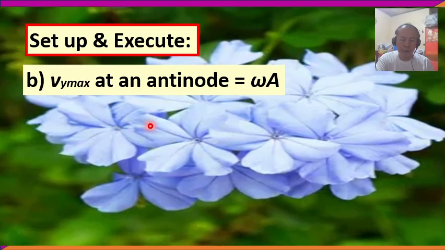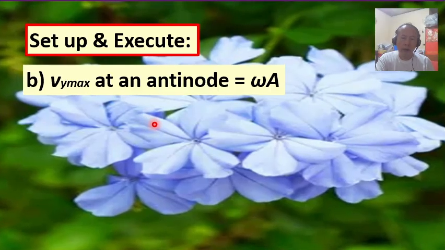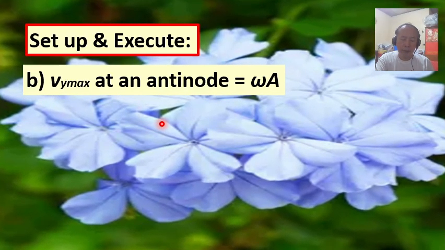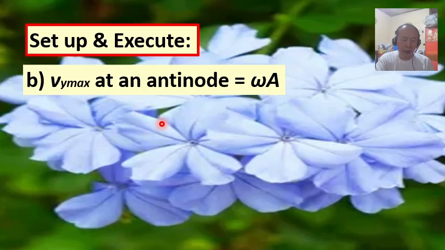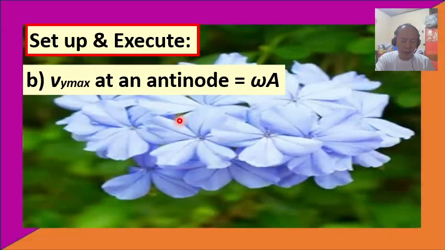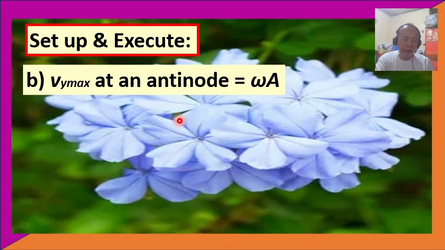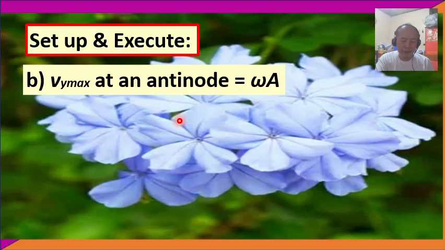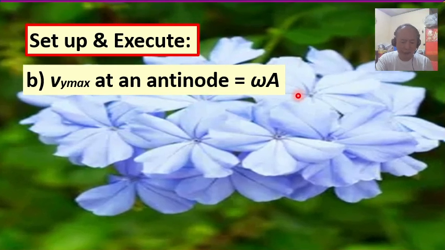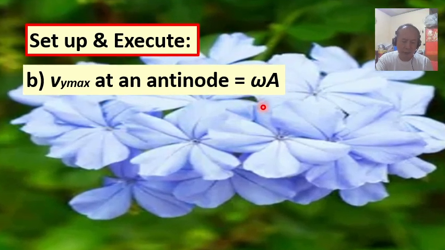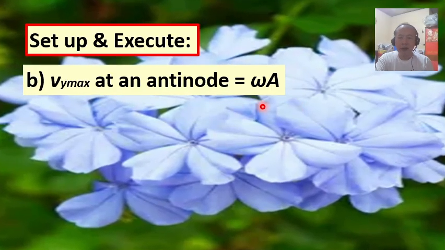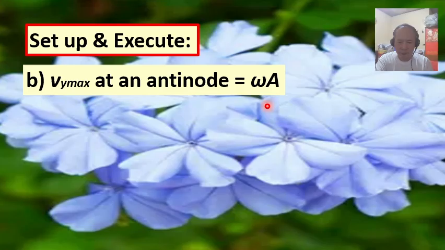In part B, we calculate for the transverse velocity v sub y max at an antinode. It is just equal to the angular frequency omega times the wave amplitude capital A. Question is, how did we arrive at this simple equation?